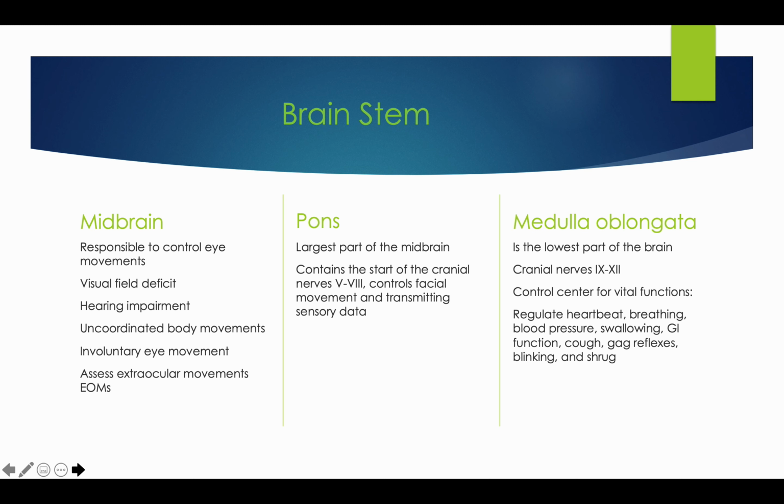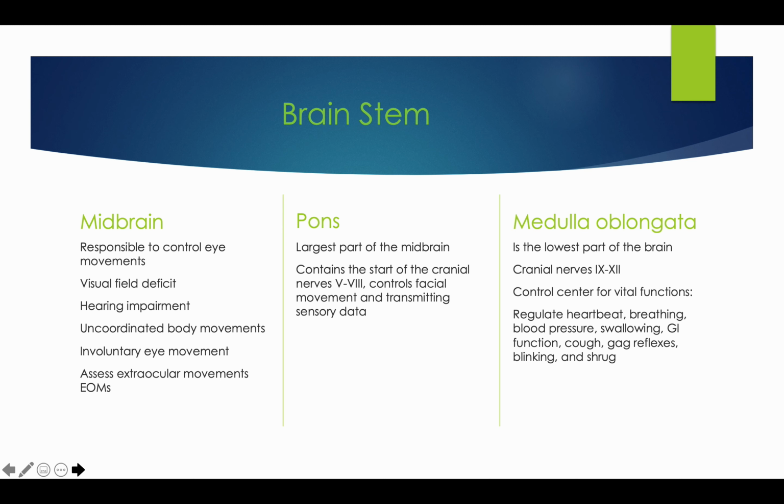The midbrain is responsible for control of eye movement, visual field deficits, hearing impairment, uncoordinated body movements, involuntary eye movements, and assessing the extraocular movements, or the EOMs. Your pons is the largest part of the brainstem and contains the start of the cranial nerves 5 through 8. I'm going to get into a little more detail about the cranial nerves in a little bit. It controls facial movement and transmits sensory data.